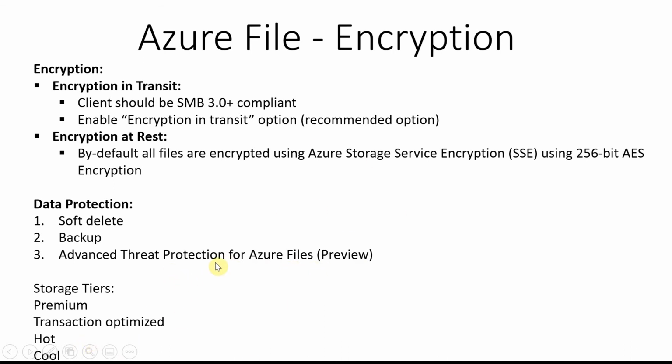So yeah, that's about encryption and data protection. It's not just creating a file share. You also need to keep all these things in mind when you think about data. Data is your core. You should think about encryption and data protection. As an architect, you should think about all these things when you introduce something new to your organization.